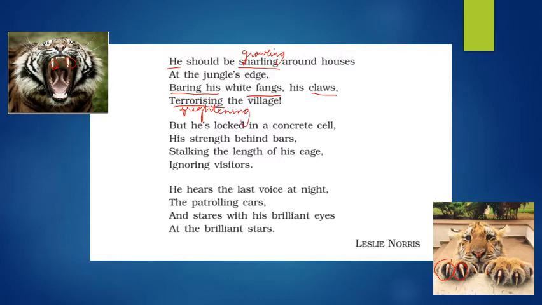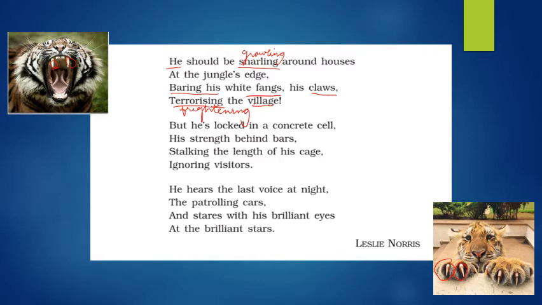Frightening the village. Village means here not the village, but the people in the village. You should be snarling. You want to hear the sound? Growling. So here the tiger goes around the houses which are found at the edge of the jungle, growling and roaring. It frightens the people, and it also shows its white fangs and claws and frightens the people in the village.